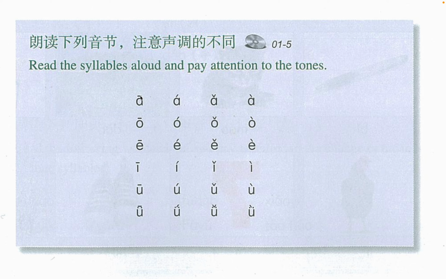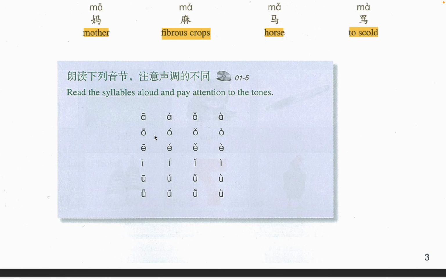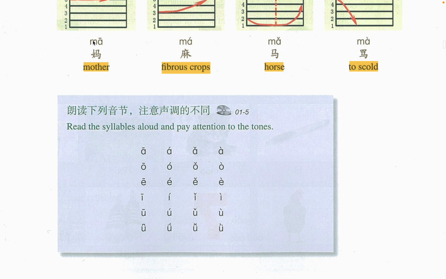Now, these are called what? Tone marks. They are called what? Tone marks. The marks indicate the tone in which you have to pronounce that particular letter. Now, if you look at it, we have our A as first tone, A second tone, A third tone, and A fourth tone.